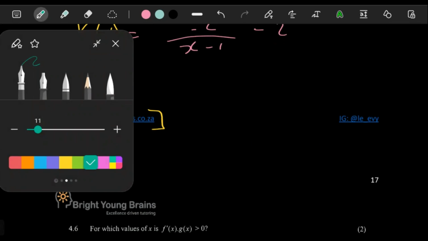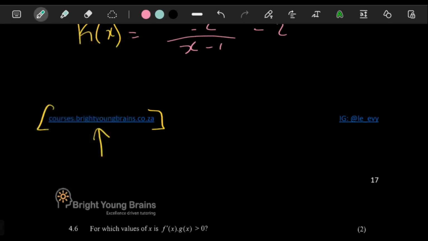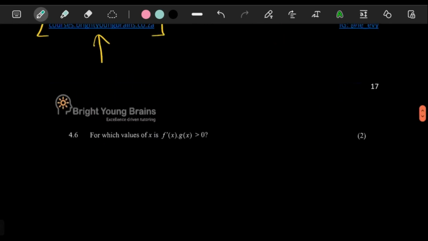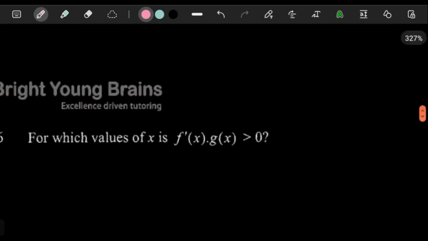Anyways, moving forward to question number 4.6. 4.6 is quite interesting because it's just a 2-mark question. It just says, for which values of x is this equation bigger than 0? Where is this equation bigger than 0?